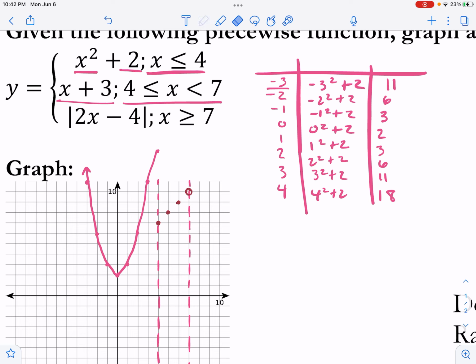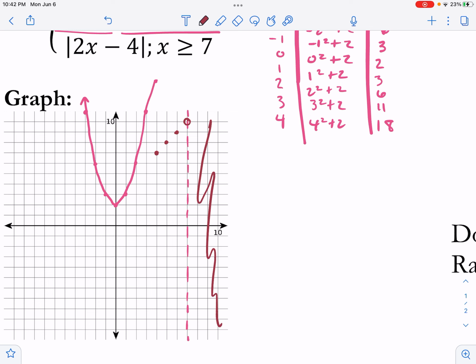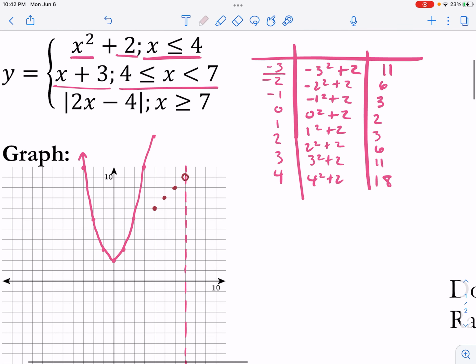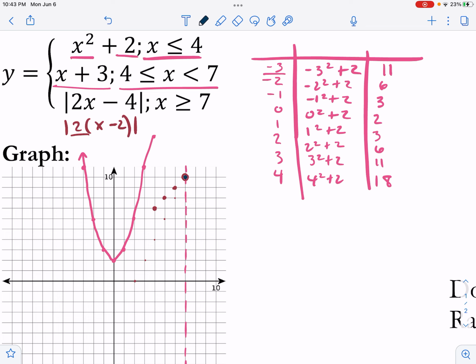And then our next function is this one, and our domain is just greater than or equal to 7. So we know it's going to have to be on this side of the graph. If we take this out, it'll be over 2, so we know it starts at 2. If it starts at 2 and the slope is 2 over 1, it would be here, here, here, here. Okay, let's take a different color. It would be here. It would include 7 and then keep going from there.